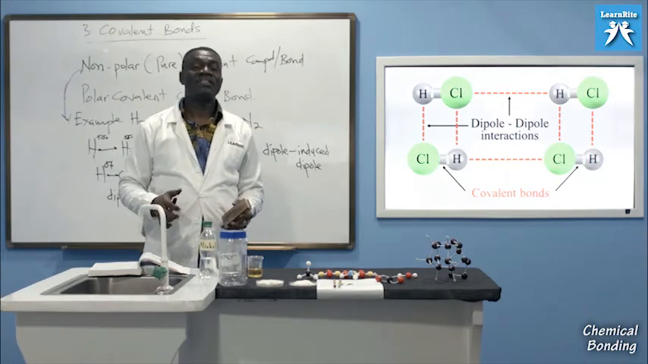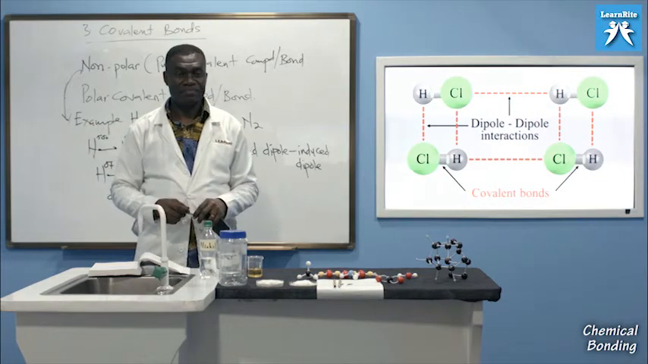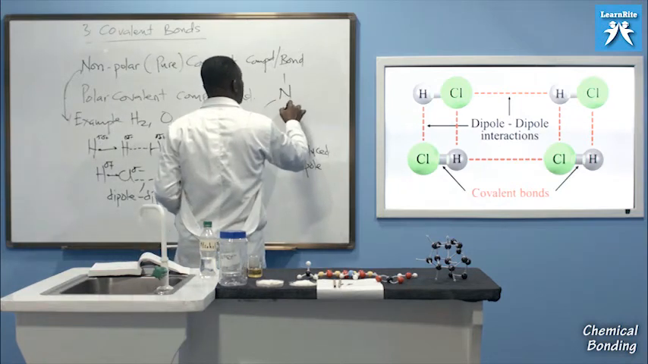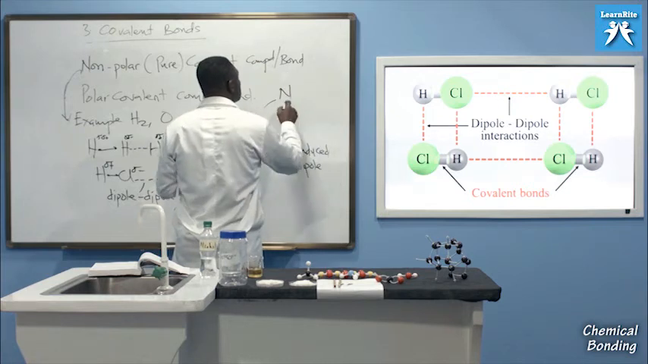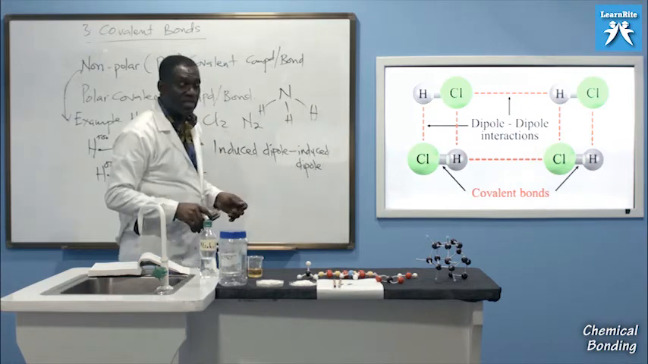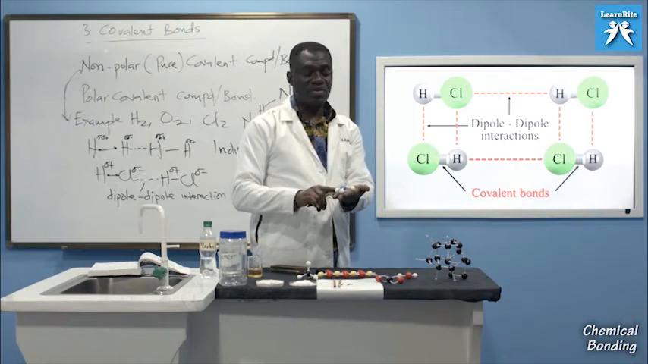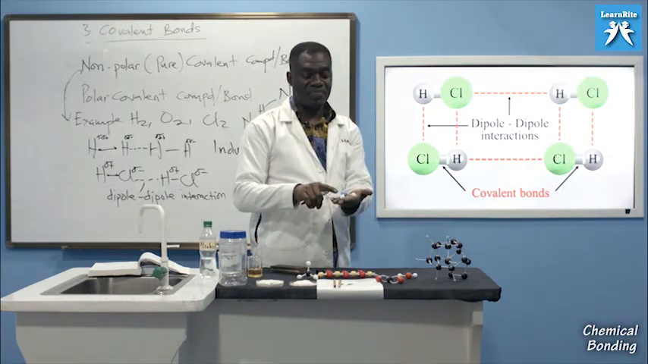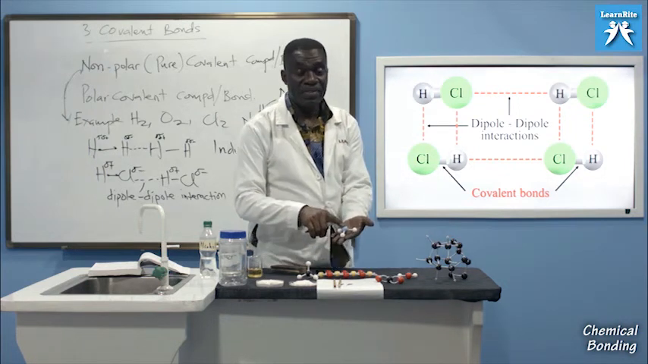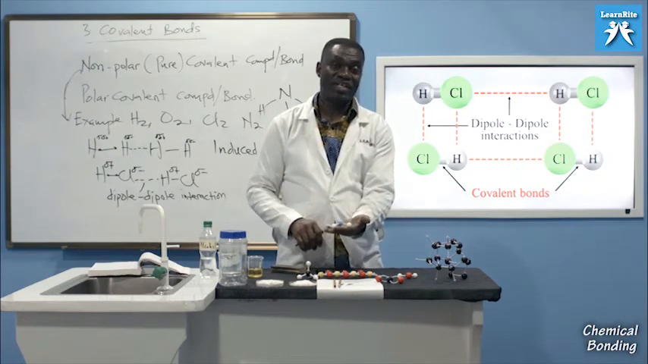What if there are several or more types of bonds in the molecule, like ammonia, for instance? This is how the structure will be. Ammonia is like this: hydrogen, and nitrogen is here. Nitrogen is more electronegative, so the electrons are pulled toward nitrogen.